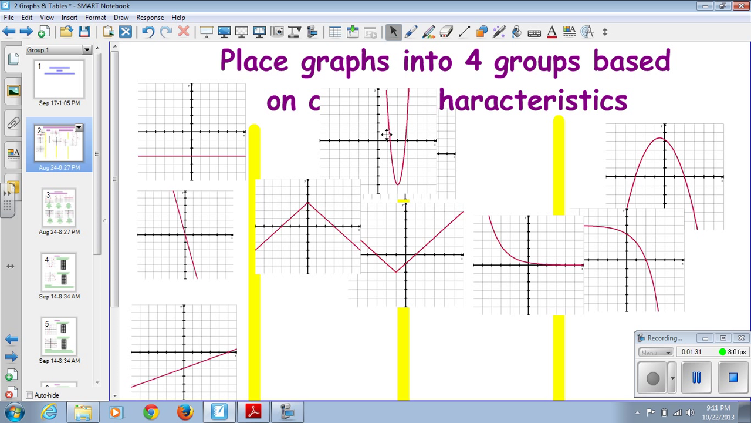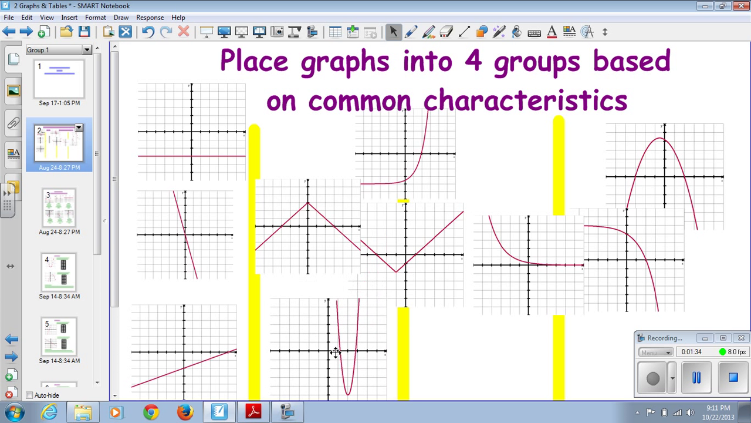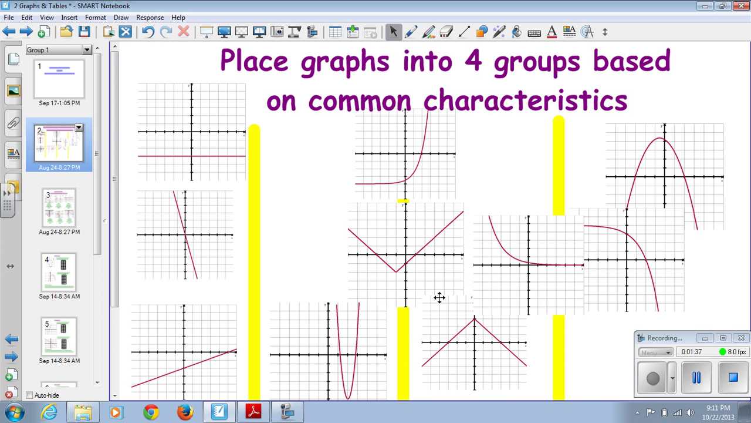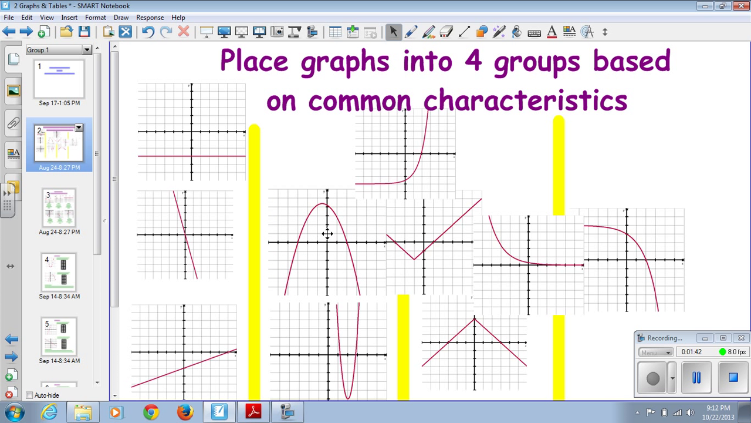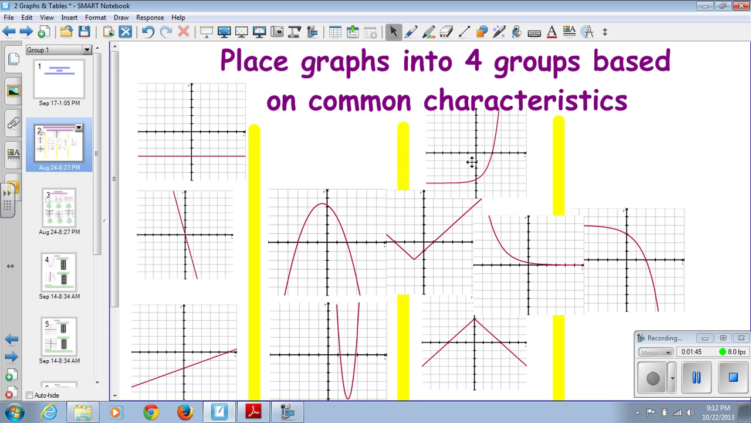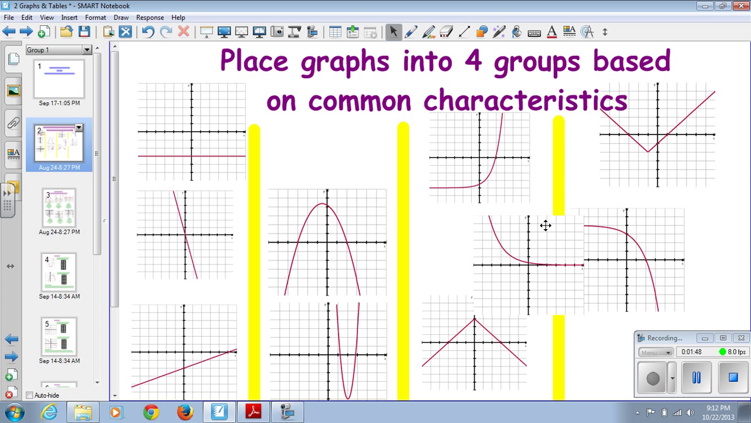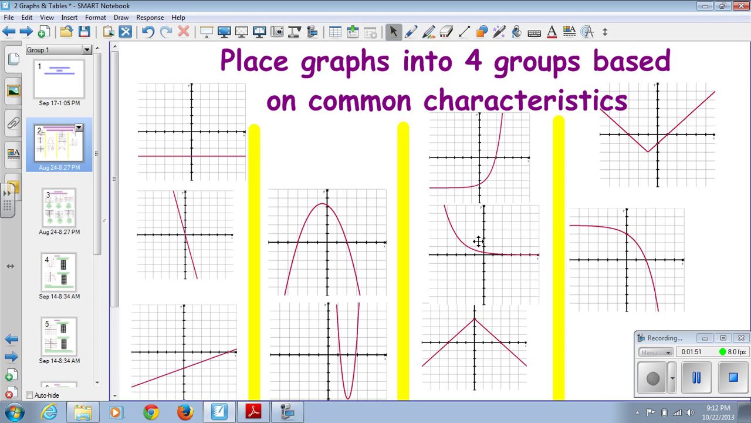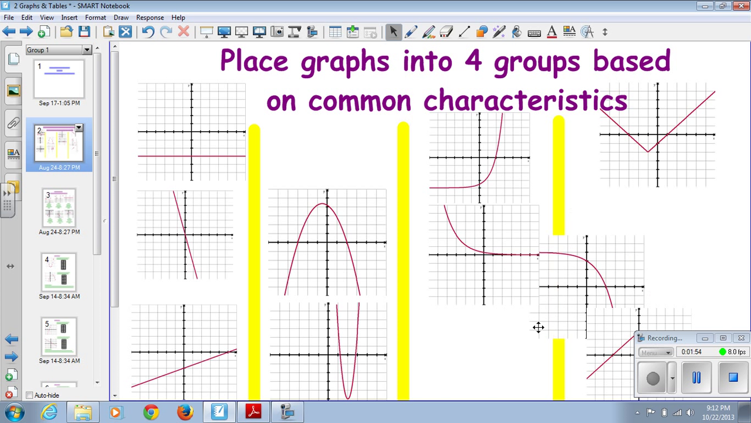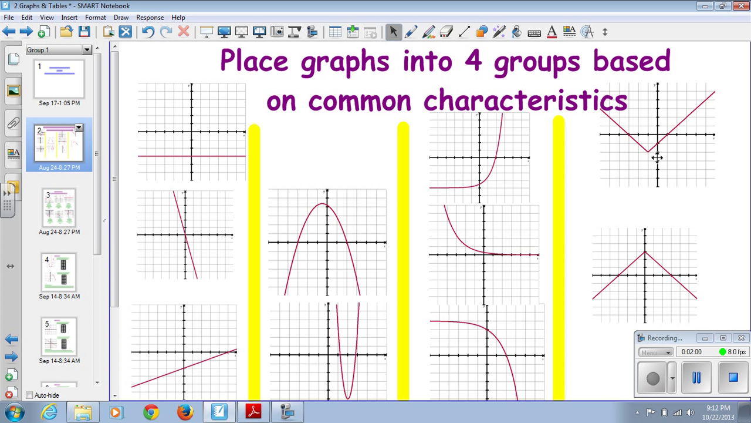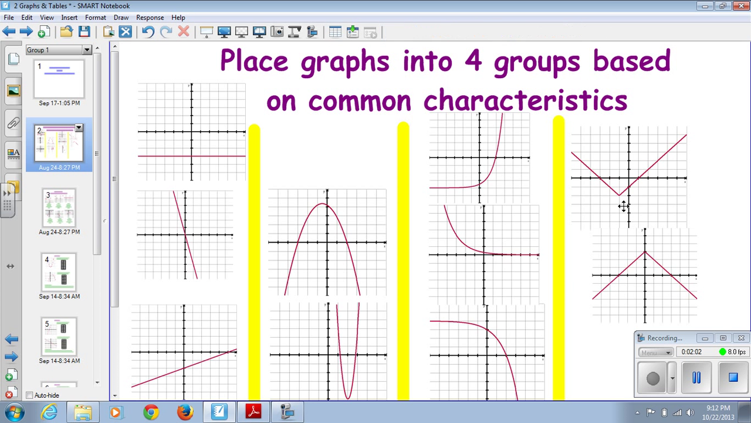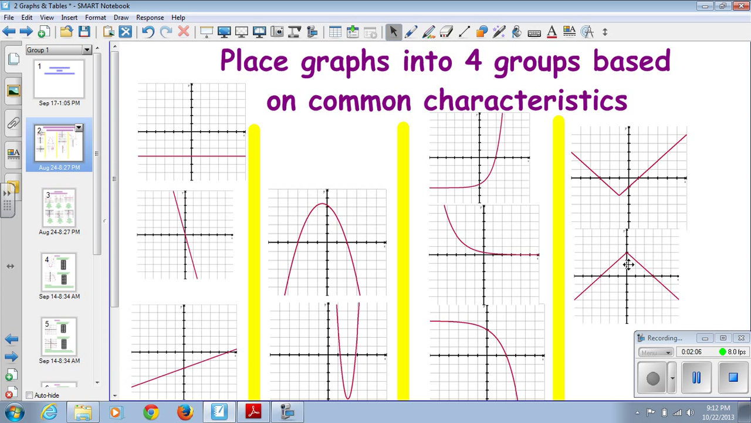Next, I see a graph like this. We know the shape as a parabola. So I'll get some things out of the way here, and we've got our two parabolas in this column. Next, we have our exponential graphs, that, again, we saw back in Unit 2. So I'm going to move them here. And finally, we have our absolute value graphs. Remember, like a big V or a check mark based on how much space we have. And there we go. We look at our four columns, and all the graphs in them are common.